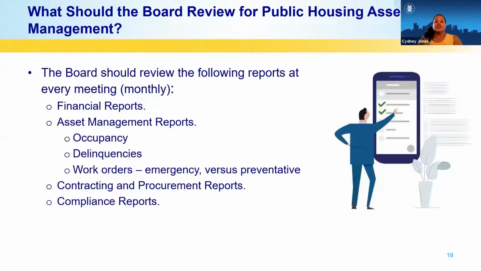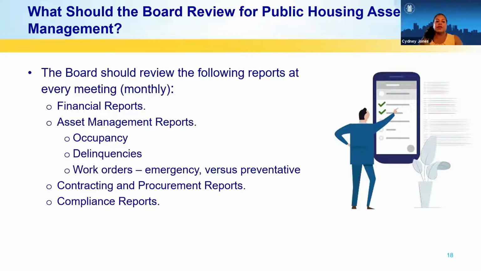So what should the board review for public housing asset management? In order to monitor your assets, regardless of the PHA size, the board really should look at monthly reports and look at actual to budget trends. Are our expenses trending up, or are they trending down? Are our vacancies trending up, or are they trending down?